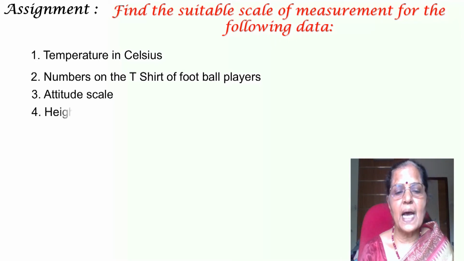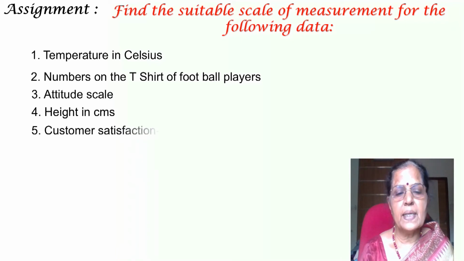And the fourth question is height in centimeters. It is ratio scale. It is the highest scale because it has got order and it has got equal distance between the values and the zero is absolute. There can be no height also.